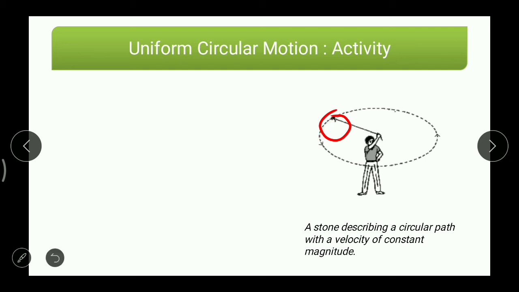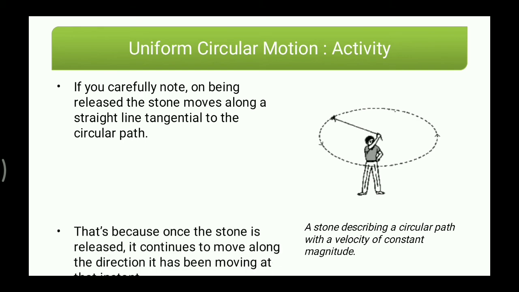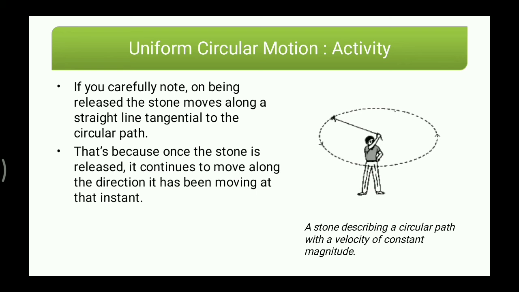I repeat, if the stone is released at this circled point, it will go along the tangent in a straight direction. If you carefully note, on being released, the stone moves along a straight line tangential to the circular path. That's because once the stone is released, it continues to move along the direction it was moving at that instant. So it moves in a straight direction along the tangent of the circle.